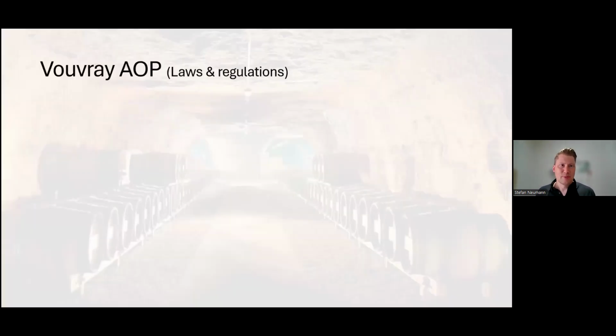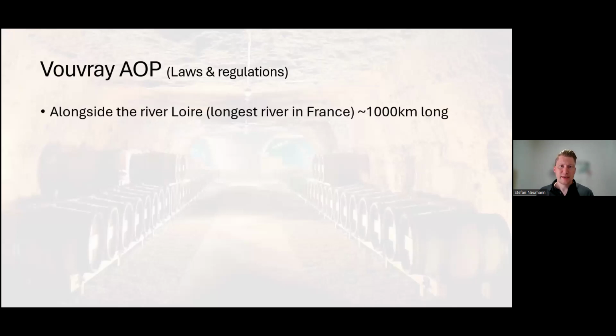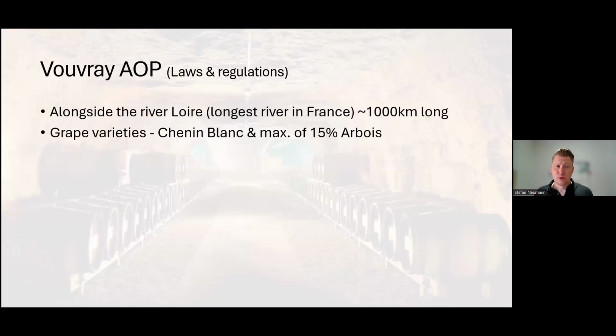Okay, Vouvray is an appellation, with a couple of laws and regulations, and a 1,000-meter long river. The river really makes a difference, climatic-wise, because it regulates and it gives you a good diurnal shift, but it prevents frost as well. Very important, grape varieties mentioned before, Chenin Blanc.